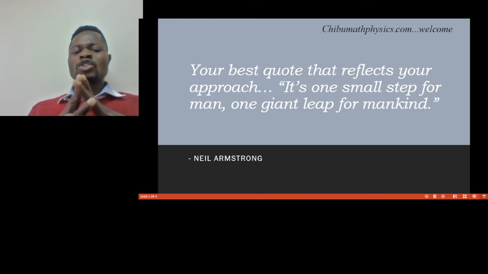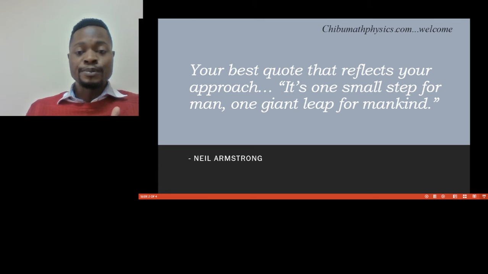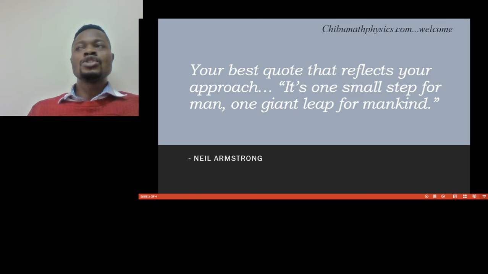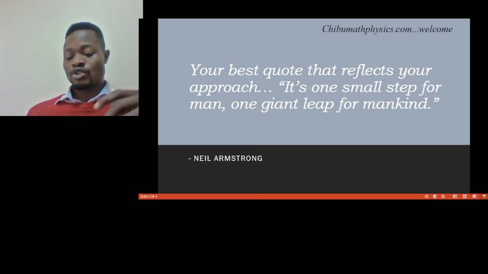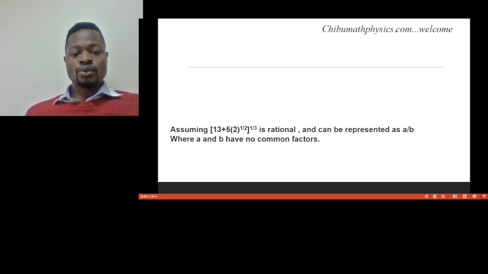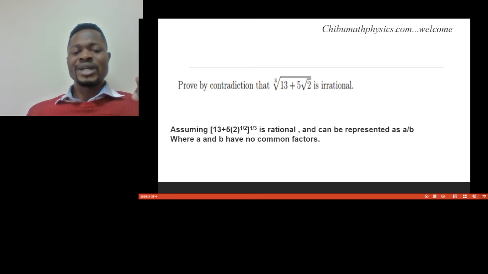Usually, I want us to start with a quote that reflects your approach: one small step for a man, one giant leap for mankind. So you continue to take a step at a time. You don't need to rush life. Mathematics is life, and so you need to take one step at a time, and before you know it, you are good to go. This quote is from Neil Armstrong. So let us see what we are supposed to do when we are to prove by contradiction.